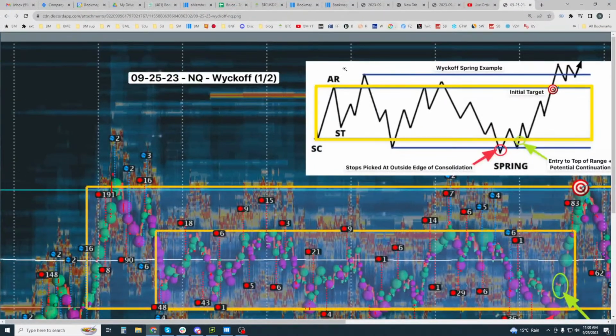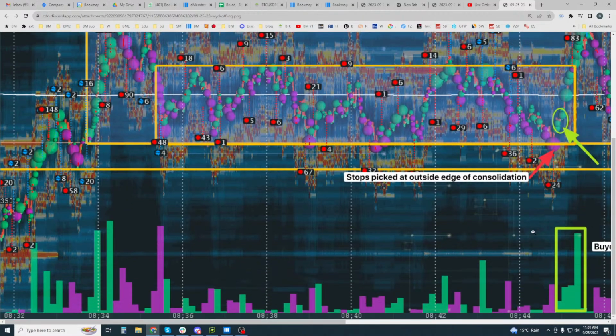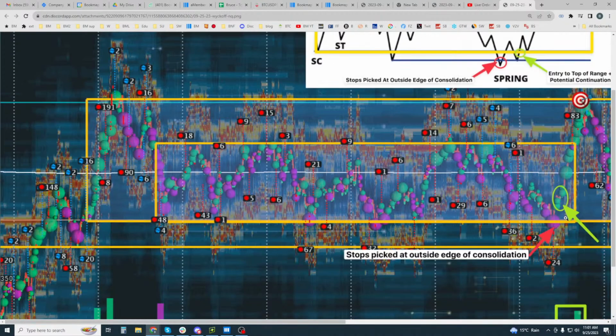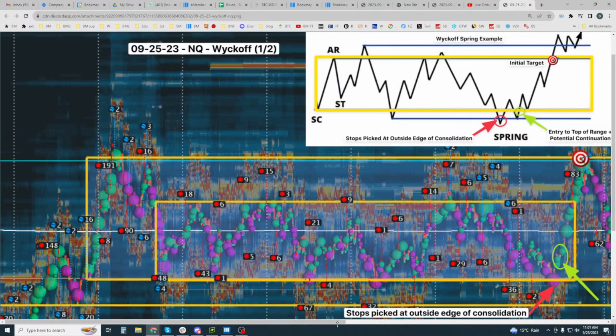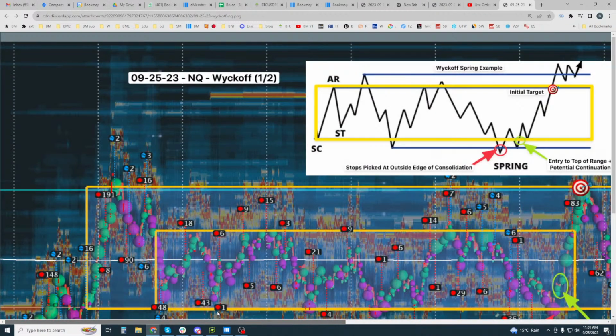It's exemplary. Here's the spring. He identified it in here. He saw the buy, and he targeted the top of the range in here. Beautiful stuff, very clear, very clean. He didn't get this move here. This was another market. This is the NQ here.